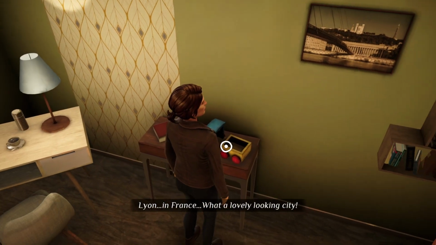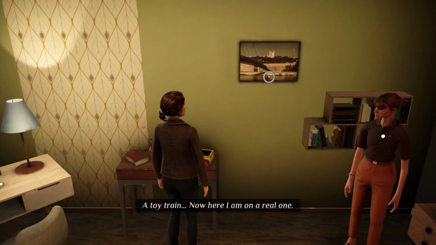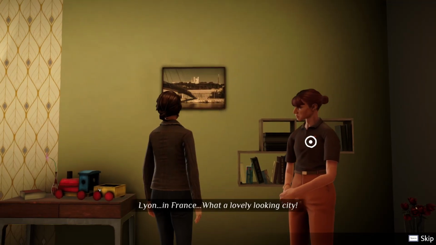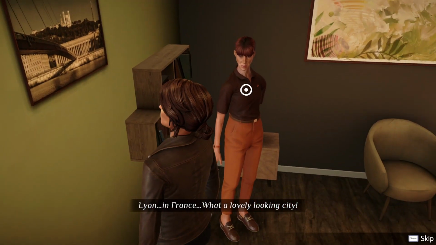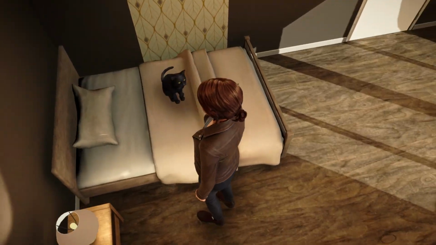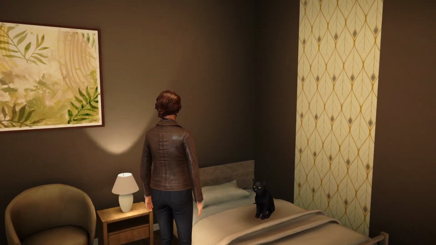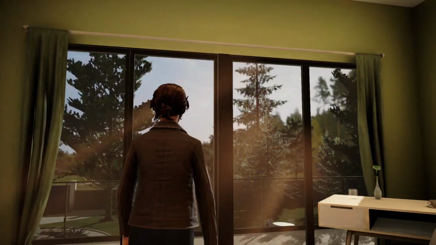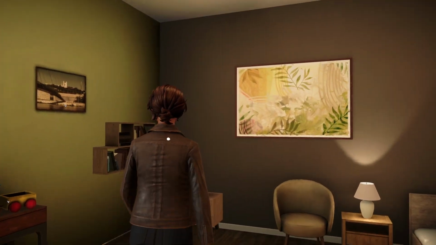Lyon. In front, a toy train. Now here I am on a real one. Lyon, in France. What a lovely looking city. Oh, hello, Kitty. How are you doing? All right. Yep, let's speak to her.